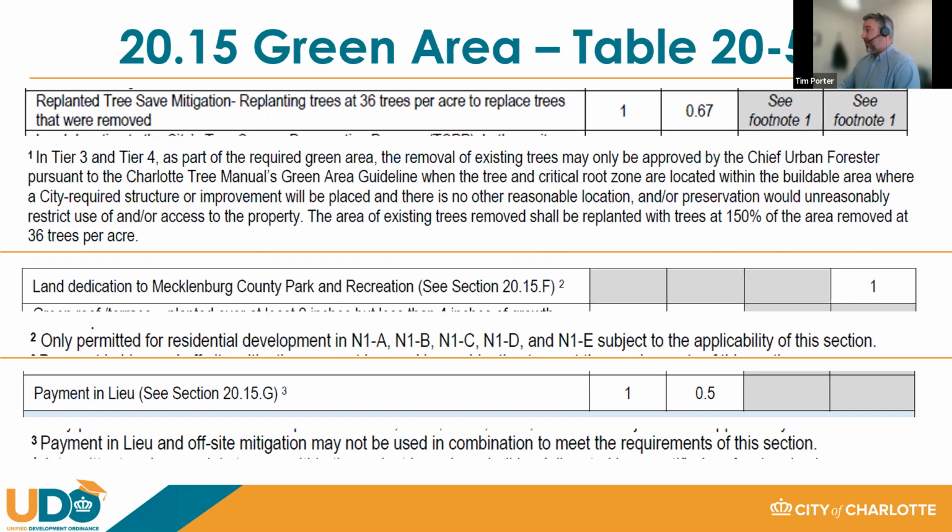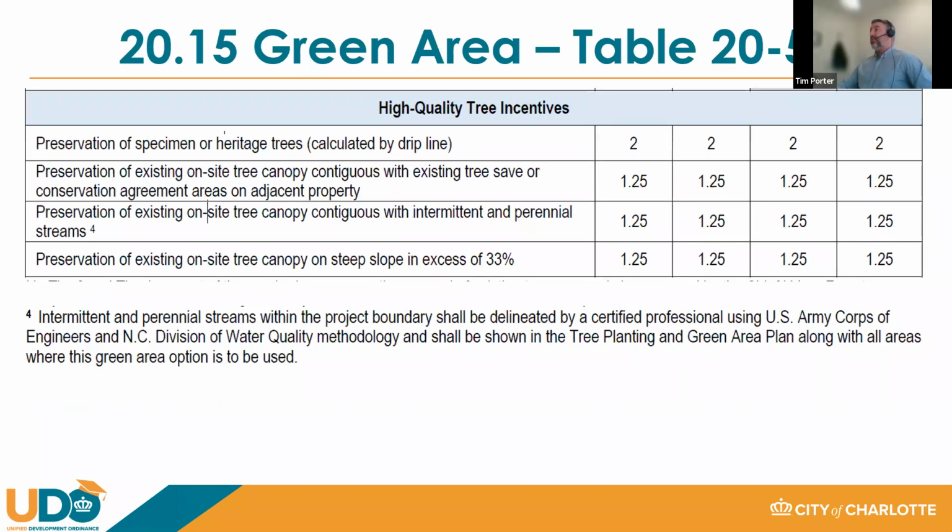The same thing goes for these new incentives. This is something I wanted to note. These are not really options. They're more of an incentive that can be used in combination. You can't compound and stack these on top of each other, but if a site you're developing has any of these and you want to use them, you can use them and get the extra credit, so to speak. Preservation of specimen trees or heritage trees, you get double credit. That's an improvement, or that's an increase in the amount of credit that a development site would obtain.